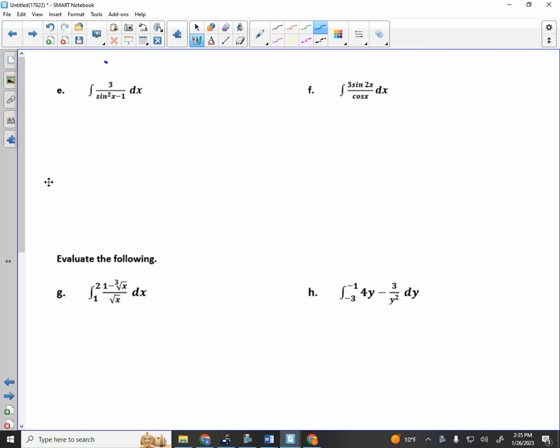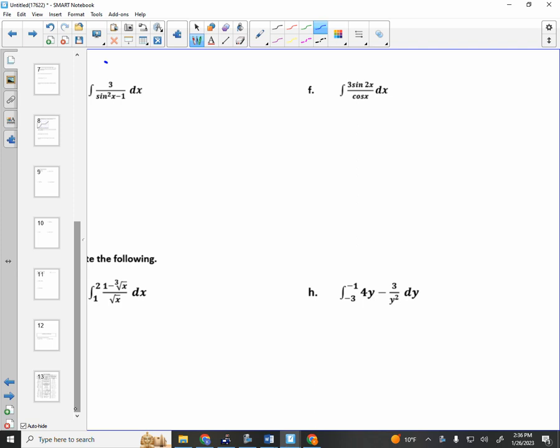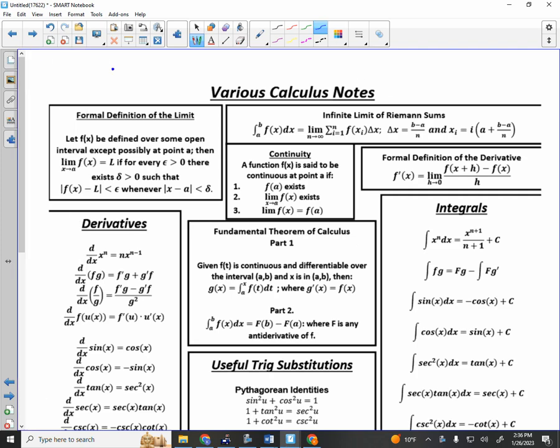Okay, let's review a little bit of our trigonometry. Letter E. The integral of 3 over sine squared of x minus 1. There are some formulas that are important for you to know on the test. These are ones you want to carry with you. I gave you a sheet of notes at the very end, and it looks like this. These are various parts of calculus that we've talked about so far that are important to remember.